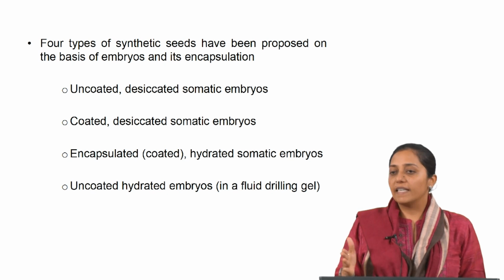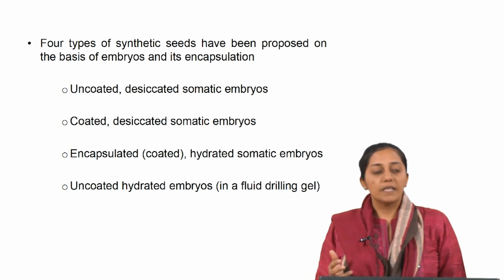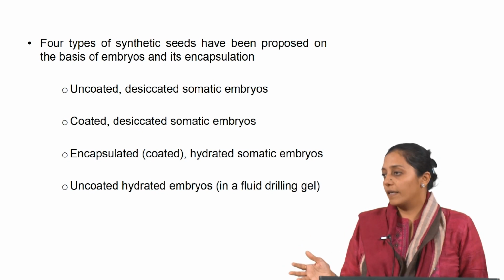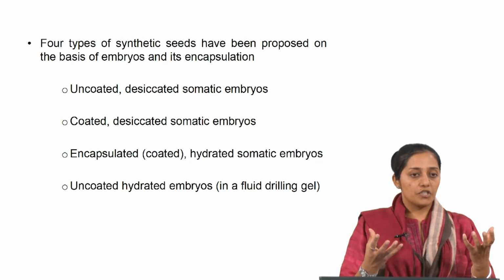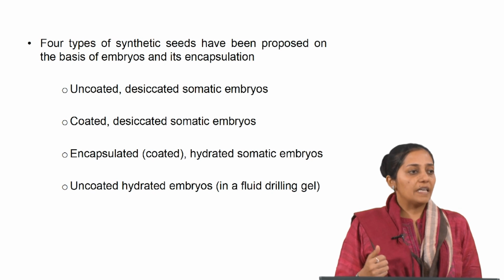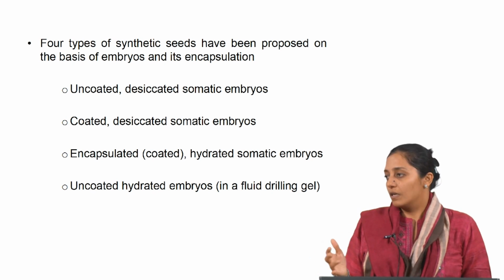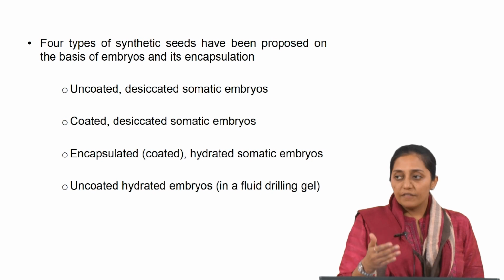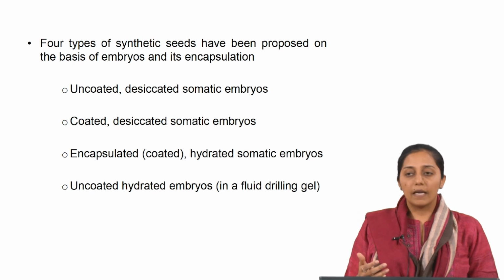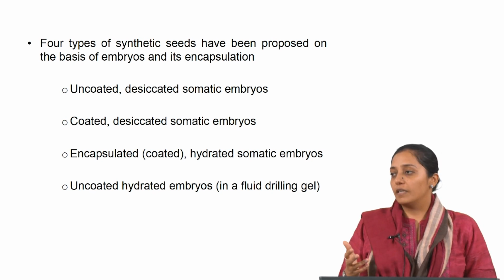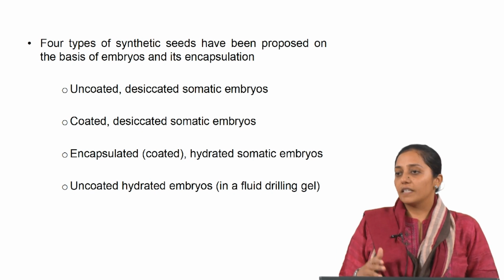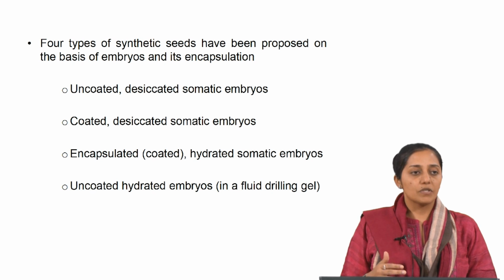Then coated desiccated somatic embryos. Now, desiccated means what? Dried. Then encapsulated hydrated somatic embryos, which means the encapsulation is a hydrogel which can provide water content. Then uncoated hydrated embryos. Now, there are merits and demerits associated with all these 4 types, depending on the dehydration tolerance of the species of the somatic embryo. It can be decided whether to encapsulate it or not.